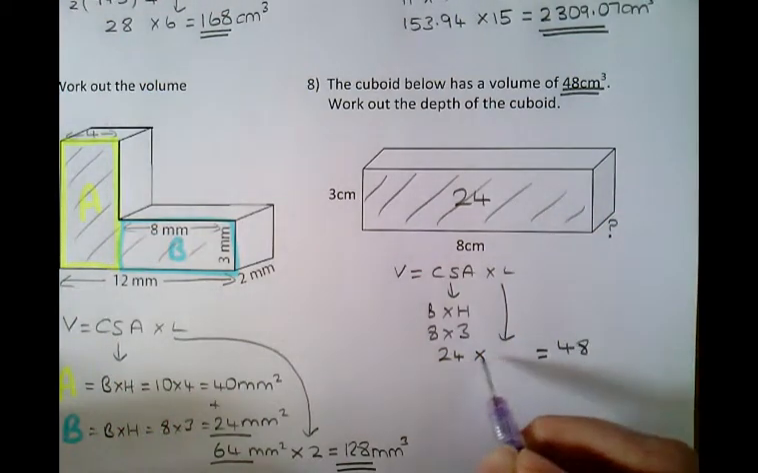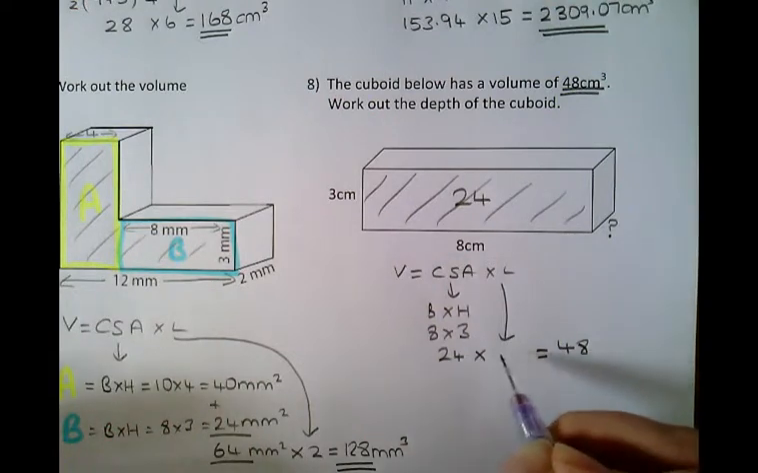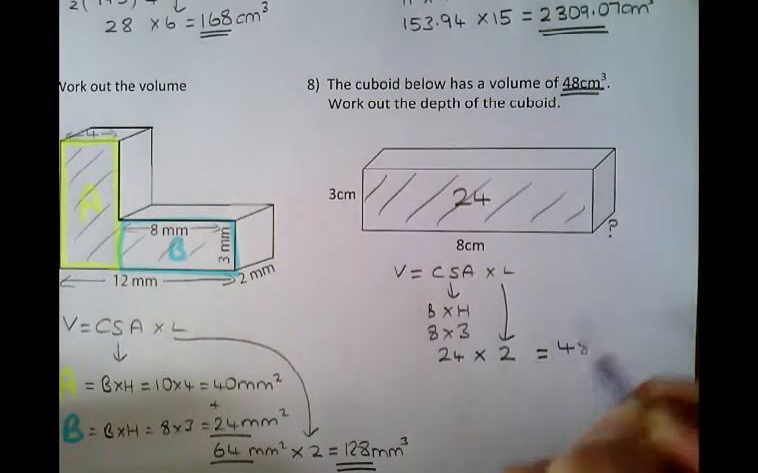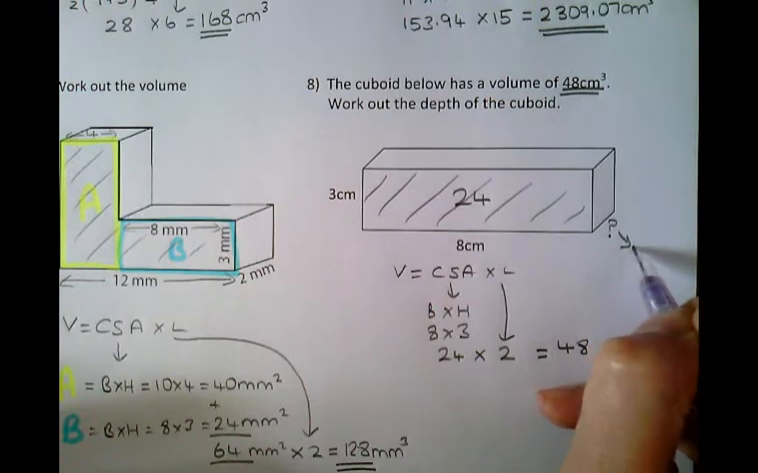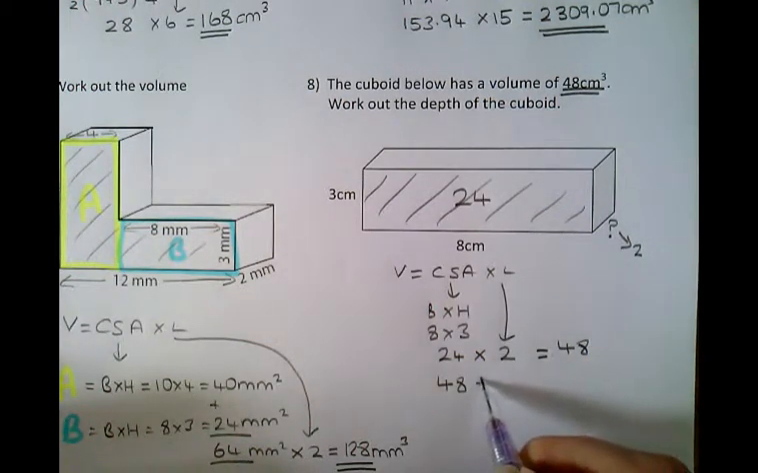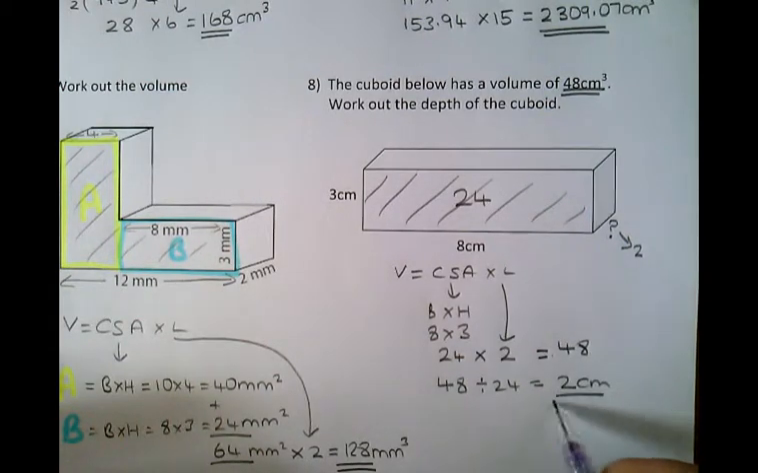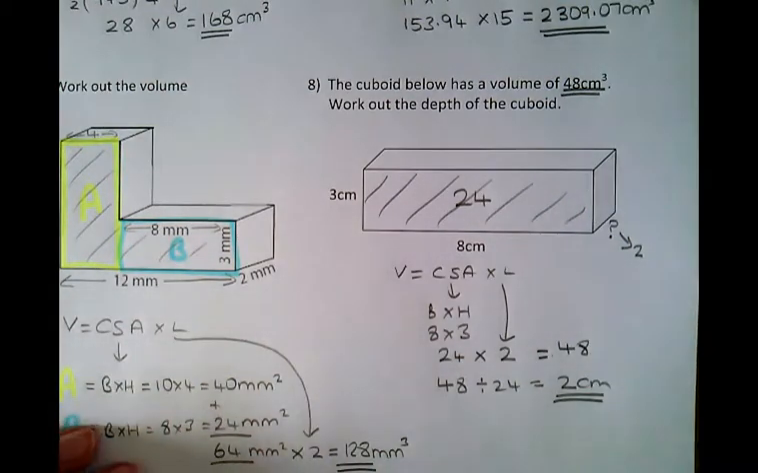So just 24 times what will get you 48. If you can do it in your head and you know that 24 times 2 gets you 48, then that will get you that depth going back. If you can't do that in your head, then do 48 divided by 24 to get 2 centimetres would be the depth going back on the shape.